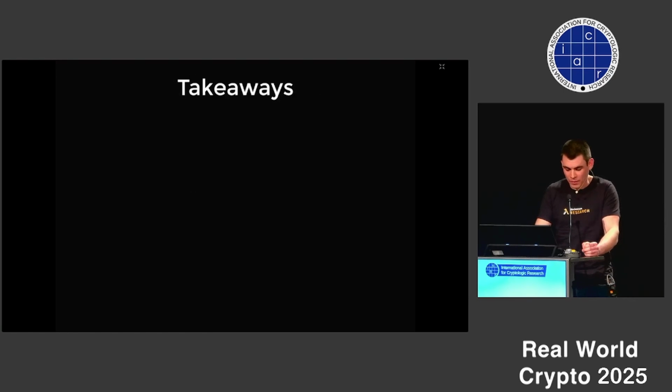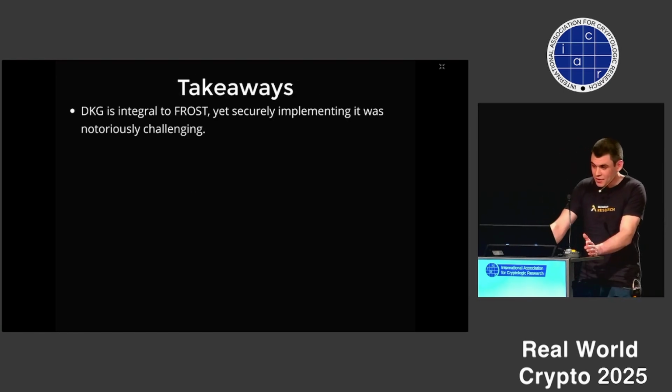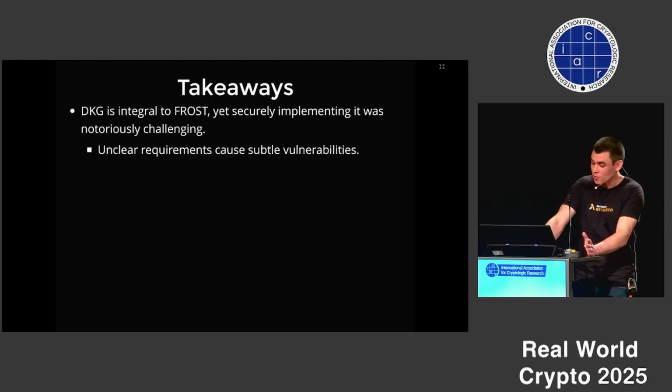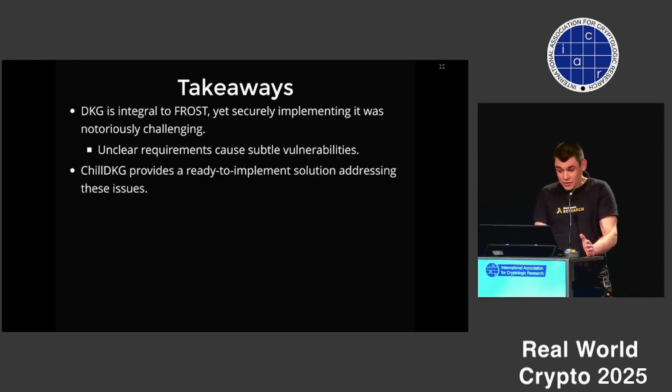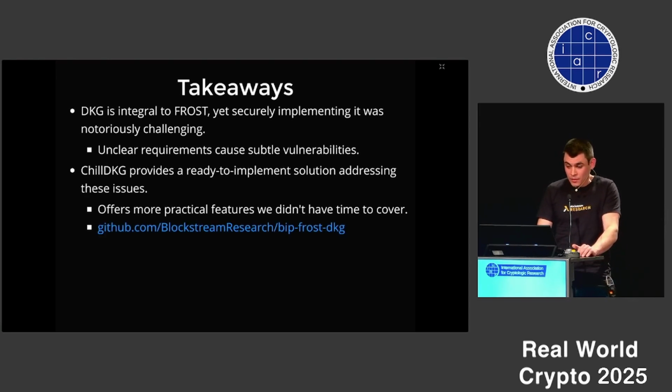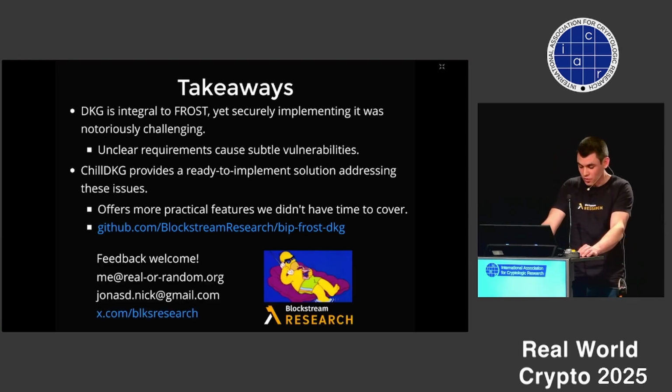All right, to wrap up, takeaways. DKG is integral to Frost, but securely implementing it has been notoriously challenging. And one reason is that unclear requirements, especially around broadcast, lead to subtle and sometimes devastating vulnerabilities. ChillDKG provides a ready-to-implement specification that addresses these issues, and it offers more practical features that we didn't have time to cover. The full specification is available at this URL, and we'd love to hear your thoughts on it.